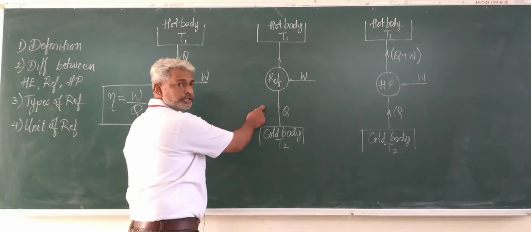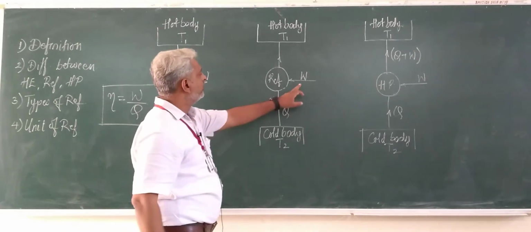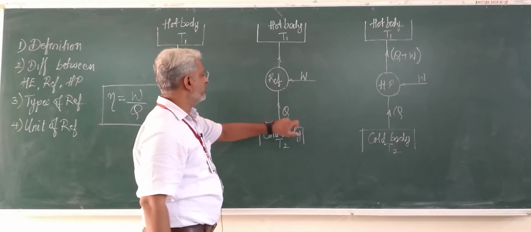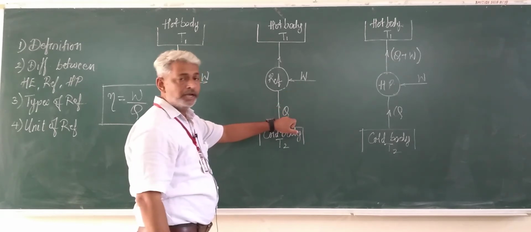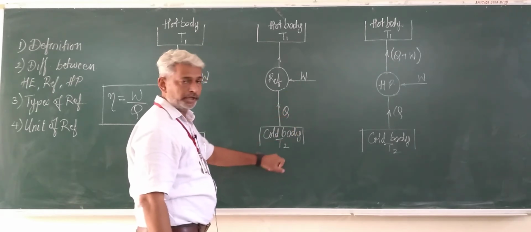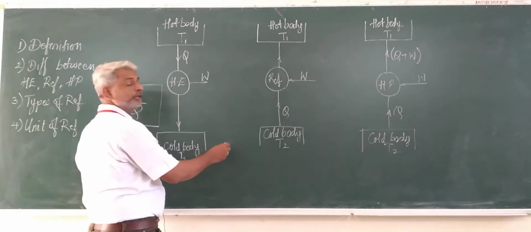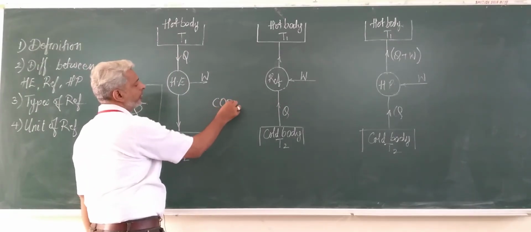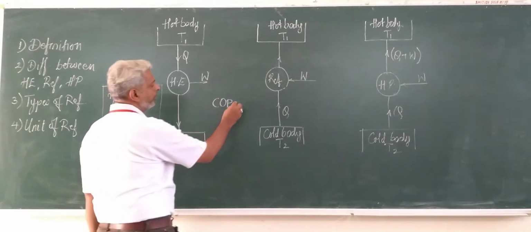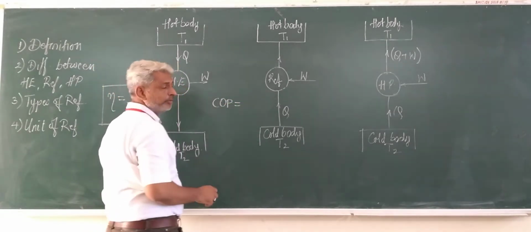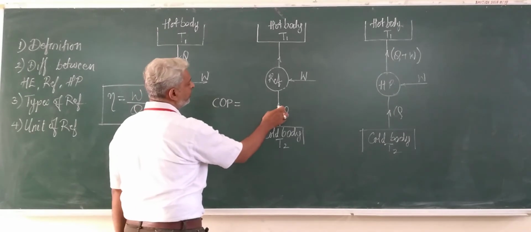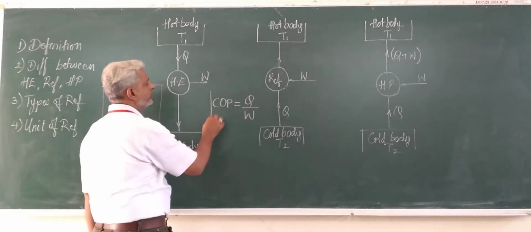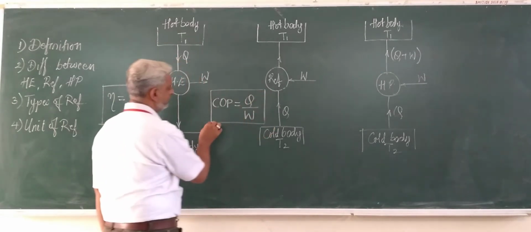In case of a refrigeration system, what is the input? Input is in the form of work, whereas the final effect is removal of heat from the cold body. Instead of efficiency, we take into consideration a term called coefficient of performance, or COP. COP of a refrigeration system is nothing but the final effect, Q, upon W. Input is in the form of the work done.